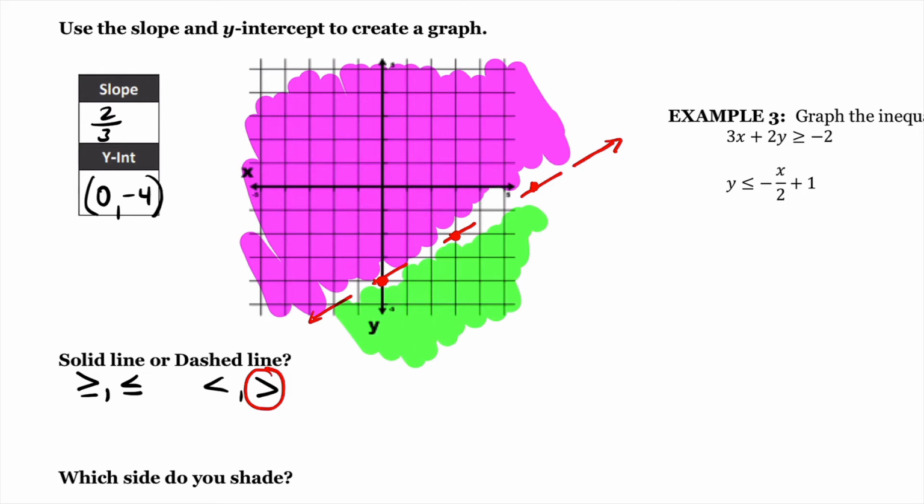Okay. So I have to decide, am I going to shade where the purple is or where the green is? That's what I have to decide. So how do you do that? Well, you pick a point. Pick a point on either the purple or the green. It doesn't matter which point. But there's always a point that I would always pick. What's the easiest point to pick? Does anyone know? 0, 0. Yeah, 0, 0 is the easiest. And I'll tell you why.